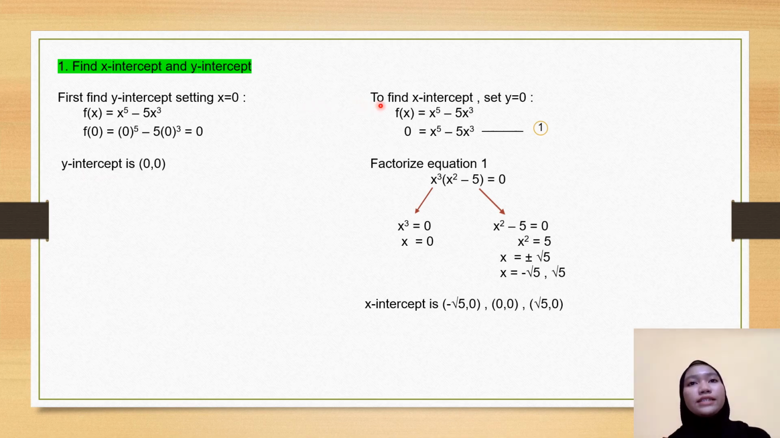Next, to find the x-intercept, we set y equals 0. Here, we substitute f(x) equals 0 and then we factorize the equation like this. Next, we set the factors equal to 0. For the first one, x^3 equals 0 and we get x equals 0. Second, x^2 - 5 equals 0, and lastly we get x equals negative root 5 and root 5. So here the x-intercepts are (-√5, 0), (0, 0), and (√5, 0).